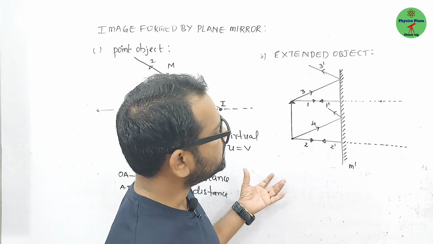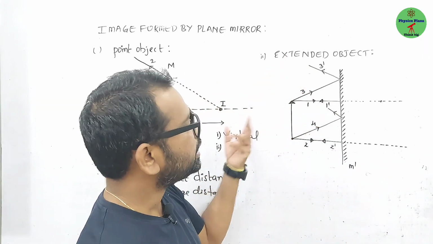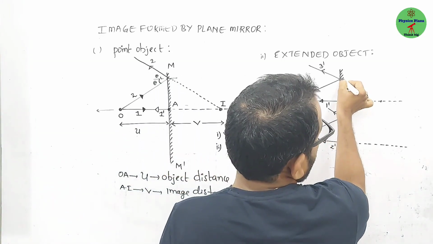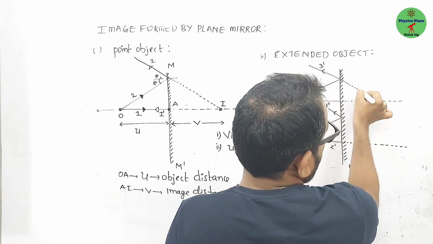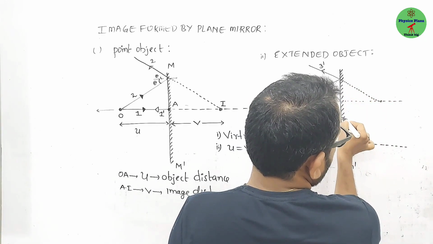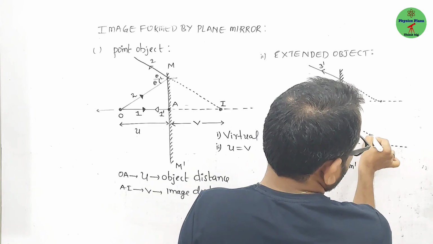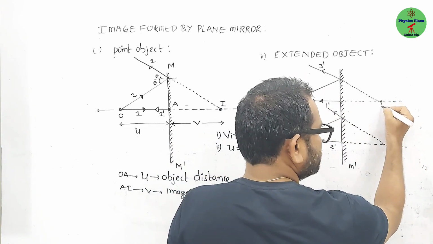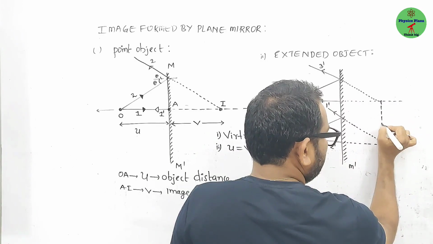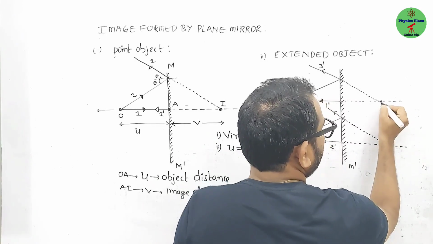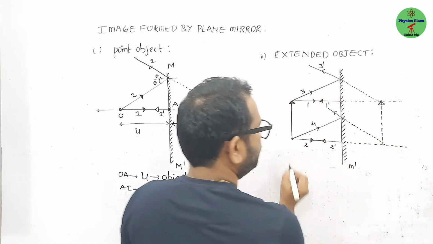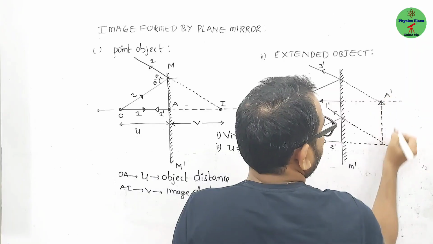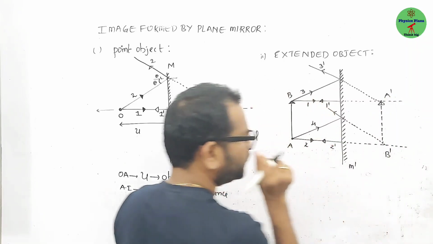Now dear children, what is happening here? Again these light rays are not meeting after reflection. Then we have to produce them back. So just try to produce this light ray back, and this light ray also you try to produce back. Fine. Now in between these 2 points, image is formed. For example, if the object is A, B, then this image will be A dash, B dash.